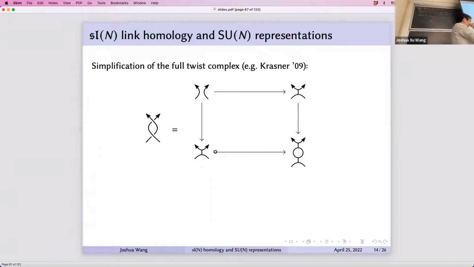Okay, so first, if you've got two crossings, one on top of the other, then for every crossing there are two different resolutions. So you'd expect that in total there are 4 different resolutions, and you have edge maps that go between them all. And there's a nice argument due to Krasner of how to simplify this complex. I won't go into the details, but I just want to give you an impression of what you could do.